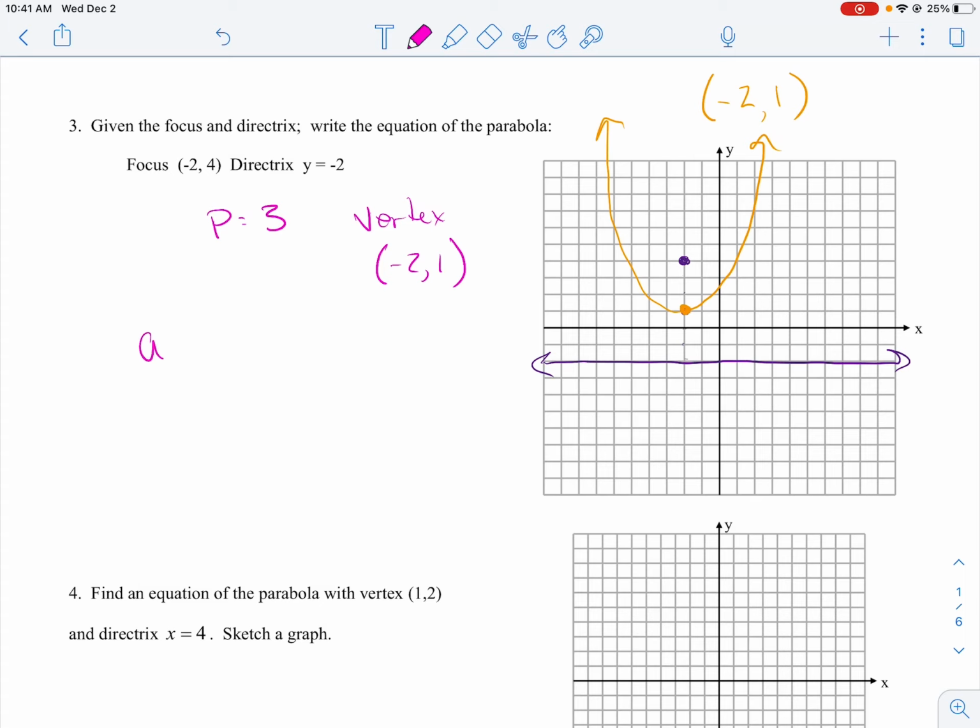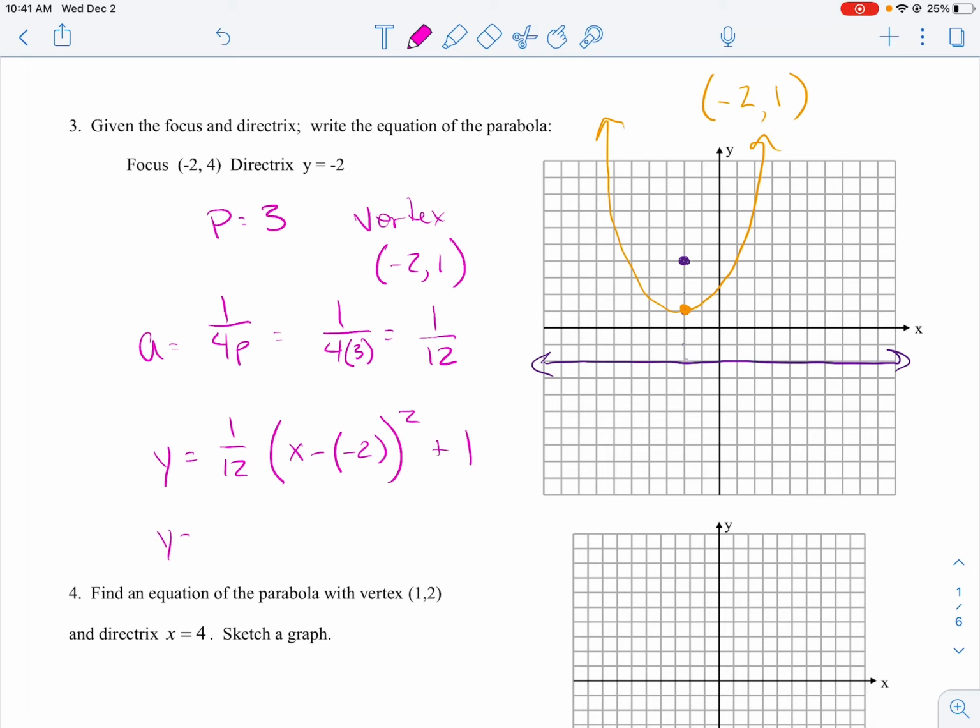Our vertex, again, is -2, comma 1. And so now we just need to find our a value. So a is equal to 1 over 4p. In this case, p is equal to 3. So 4 times 3, which is equal to 1 over 12. And that's positive. So we're going to go y is equal to 1/12 times x minus negative 2, squared, plus 1.